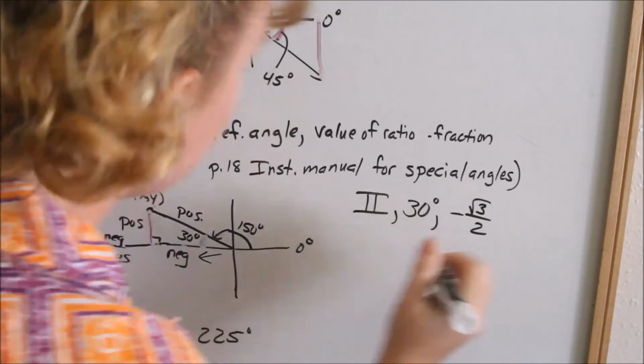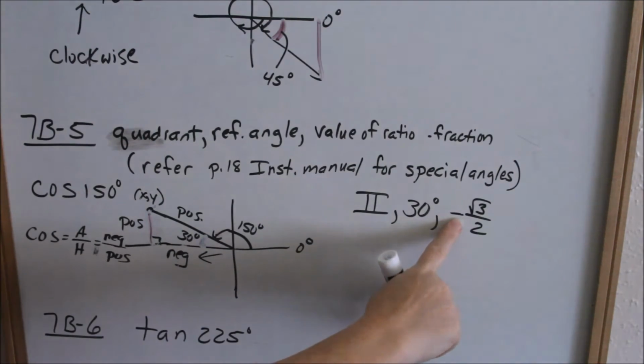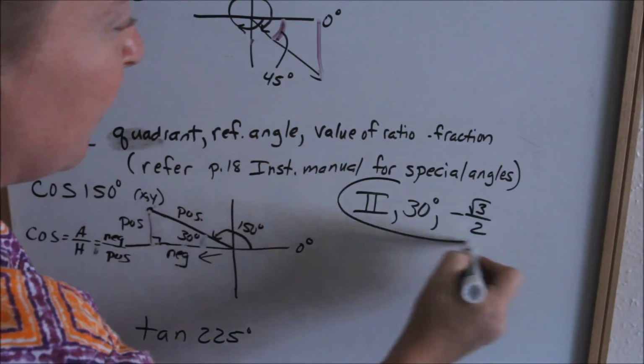Because unless we have numbers on these triangles, we don't know what it is, but because it's a special right triangle, then we do know the value. But it's really important to have this negative sign here. Okay? So that is the answer for that one.